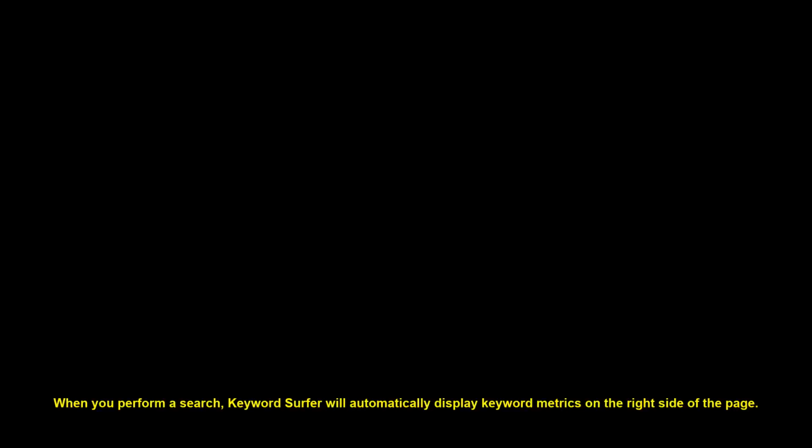Now, go to google.com to start using the tool. When you perform a search, Keyword Surfer will automatically display keyword metrics on the right side of the page. You will see search volume, CPC, and related keywords instantly.